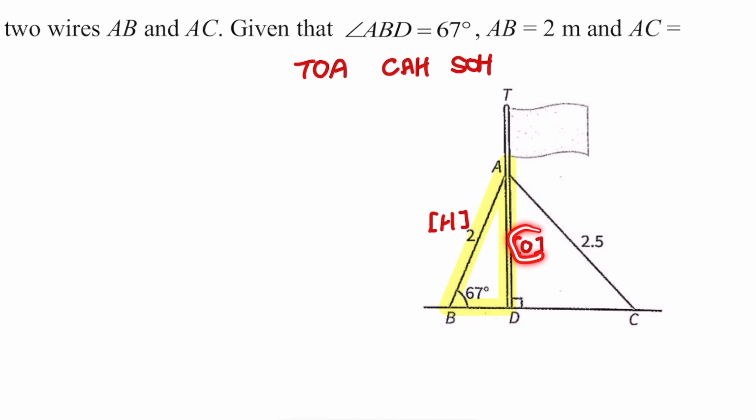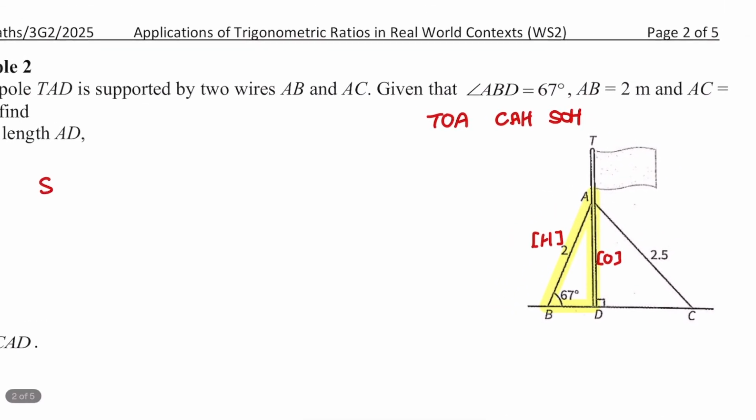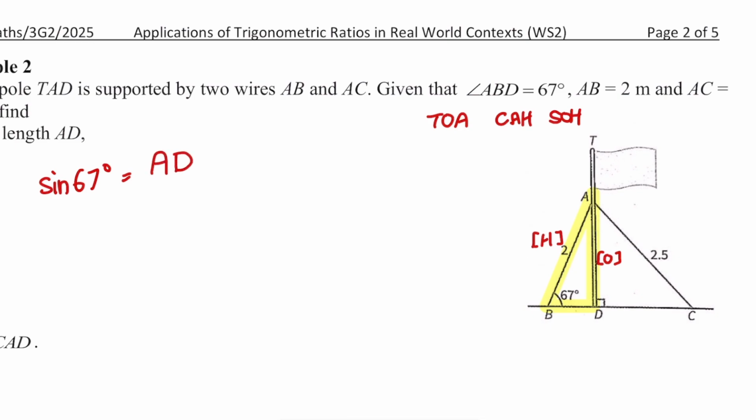But I want to find the opposite side. I know the hypotenuse, I know the angle. So therefore, a trigo ratio that contains opposite and hypotenuse is SOH, because SOH contains opposite and hypotenuse. So this means that sine of 67 degrees, in this right angle triangle here, the sine of this angle 67 degrees is the opposite over the hypotenuse. So over here, this is AD divided by AB.